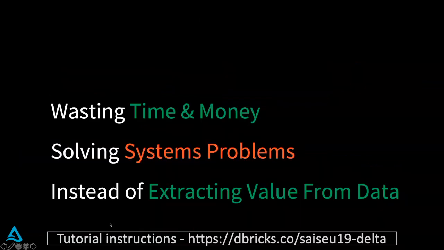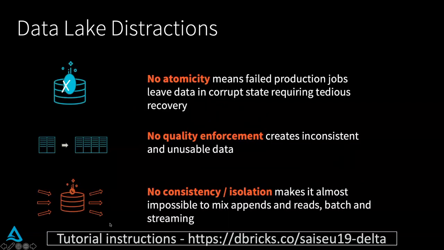So basically, we were wasting a lot of money and time solving these system problems, which are unrelated to the data and which take time away from extracting value from the data. To summarize, the key problems were a complete lack of atomicity when there are concurrent workloads reading and writing from the same location.